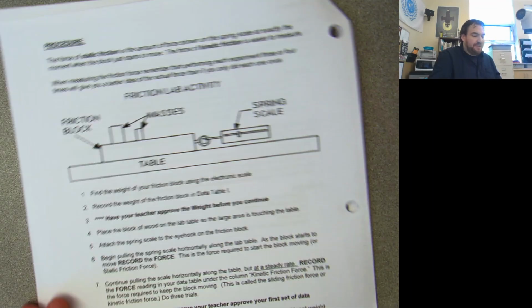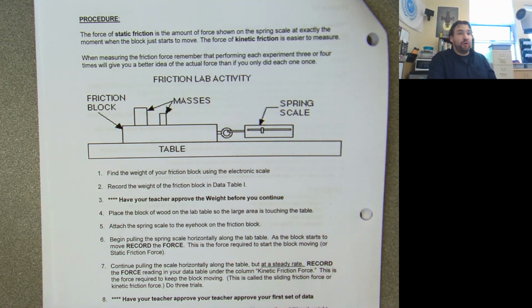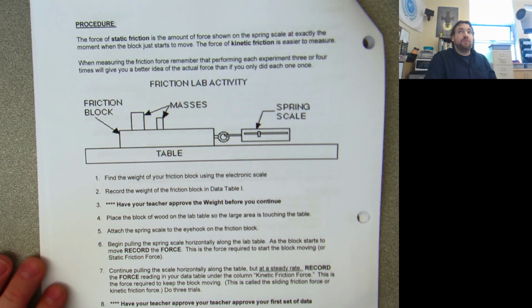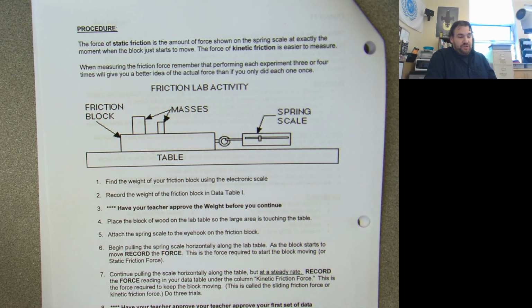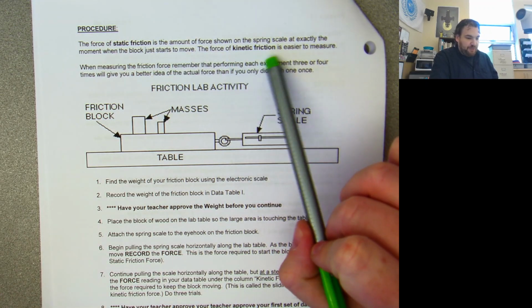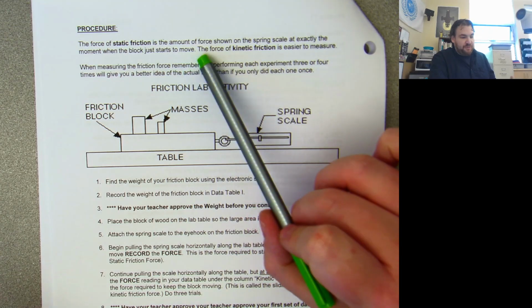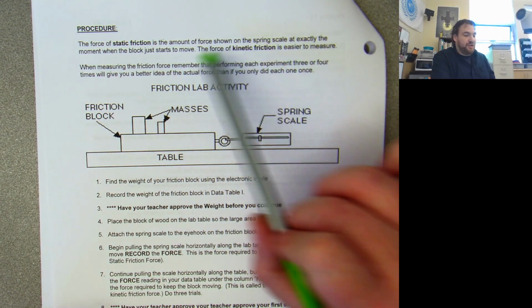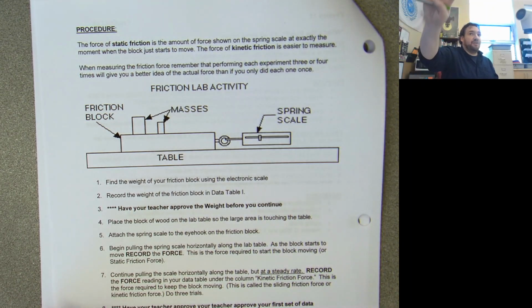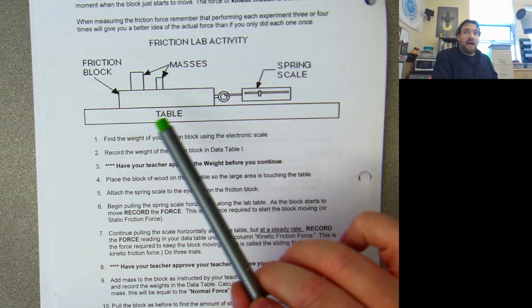The procedure for this lab is relatively straightforward. It's all walked through right here. If you read it closely, you'll be fine. The force of static friction is the amount of force shown on the spring scale at exactly the moment when the block starts to move. The force of kinetic friction is easier to measure. You guys are going to do both of these. I've got all of the equipment up at the front of the class, and I'll show you which pieces are for what real quick before we go.